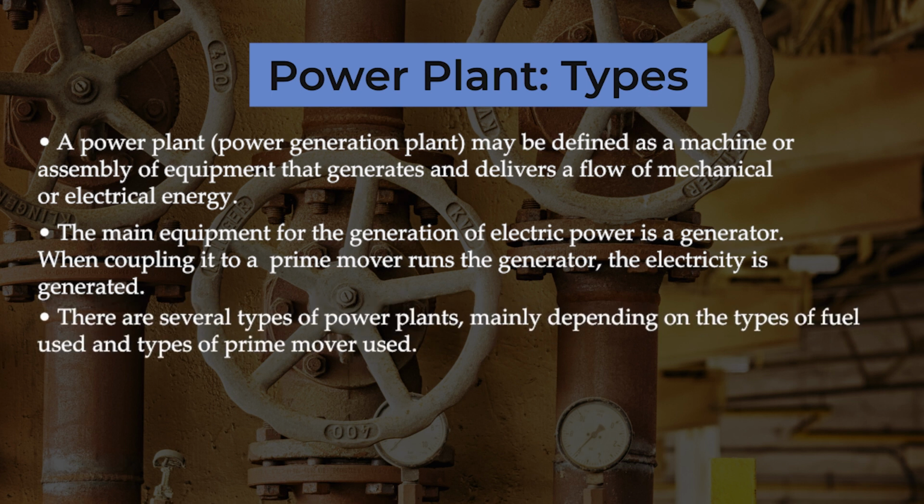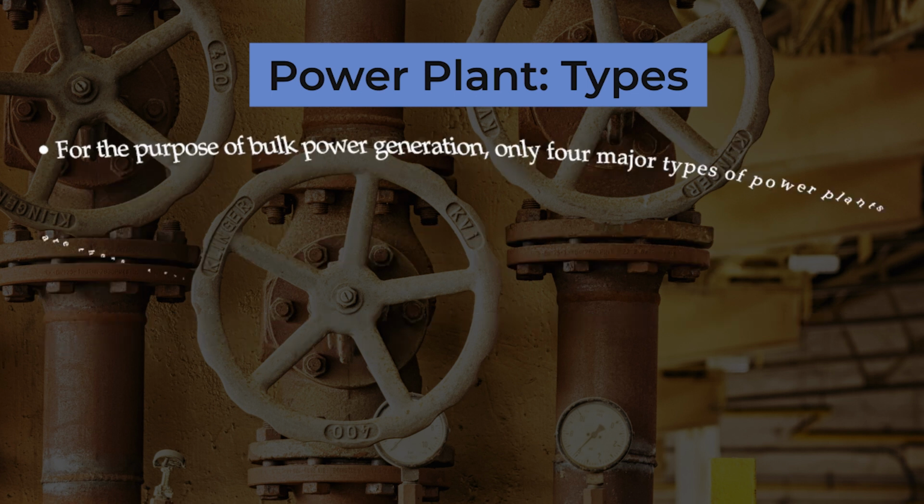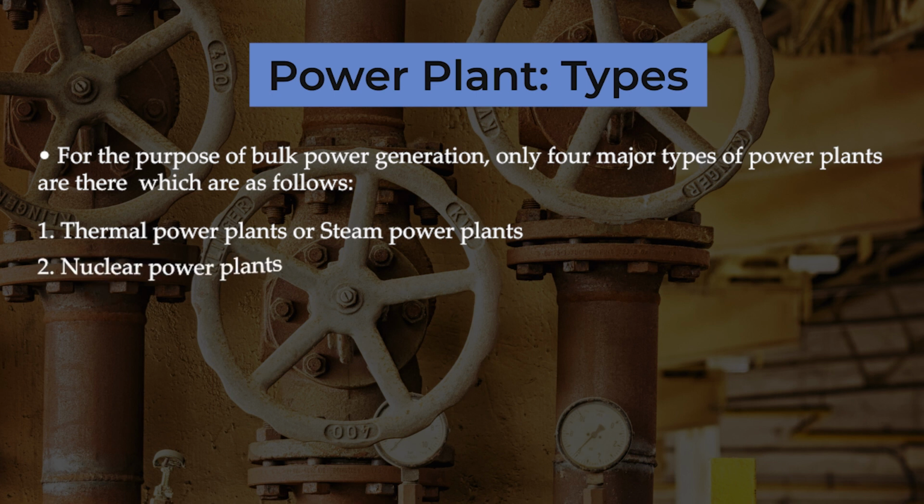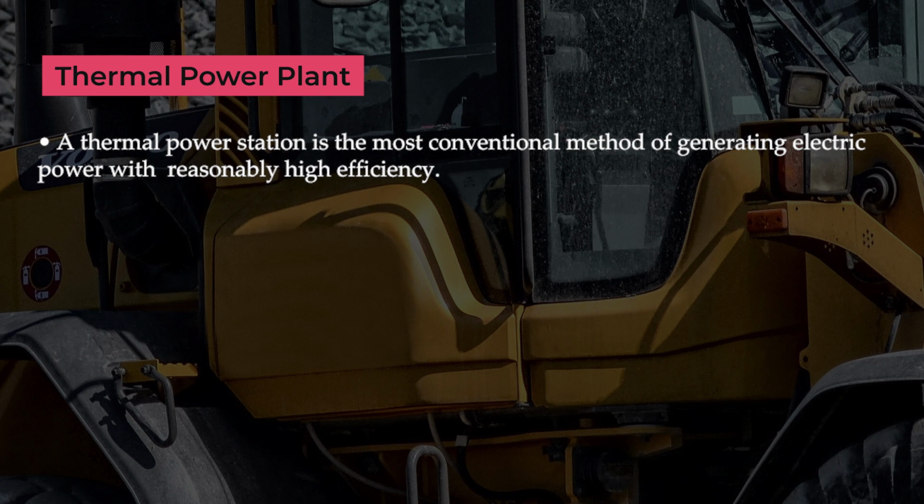There are several types of power plants, depending mainly on the type of fuel used and the type of prime mover used. For the purpose of bulk power generation, there are only four major types of power plants, which are as follows: number 1, thermal power plant or steam power plant; number 2, nuclear power plant; number 3, hydroelectric power plant; number 4, diesel power plant. A thermal power station is the most convenient method of generating electric power with reasonably high efficiency.